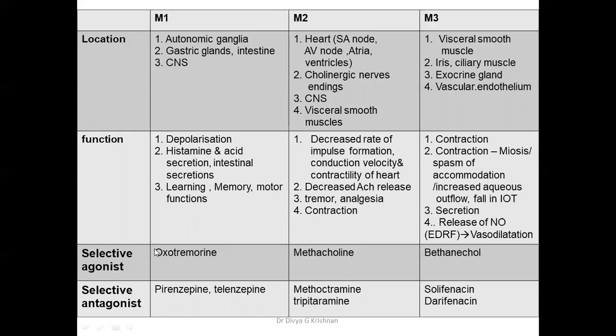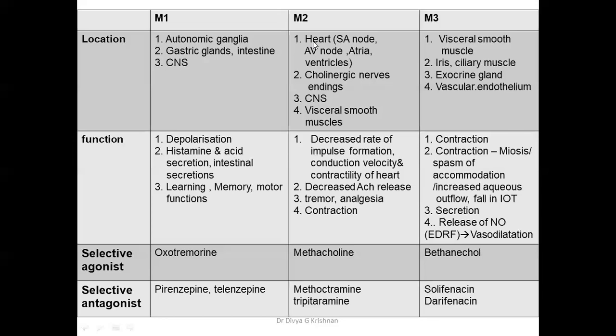The selective agonist is oxotremorine and the selective antagonist is pirenzepine and telenzepine. I told you the agonist on all the receptors is muscarine and the antagonist on all the muscarinic receptors is atropine. This oxotremorine is selective for M1, and similarly pirenzepine and telenzepine are selective antagonists on M1. They don't act on the other M2 or the M3. They are acting only on the M1 receptor.